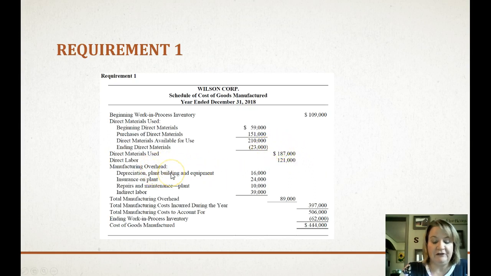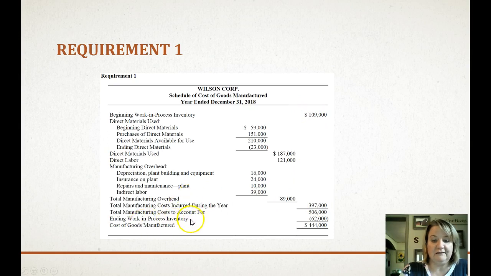Then you want to figure manufacturing overhead. That includes depreciation on the plant, building, and equipment, insurance on the plant, repairs and maintenance of the plant, and indirect labor. So that then you total the manufacturing overhead. The total manufacturing costs incurred during the year, 397,000. That is the total of these three. Total manufacturing costs to account for, $506,000. Add those two together.